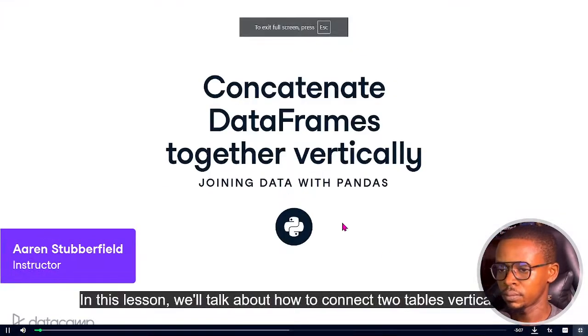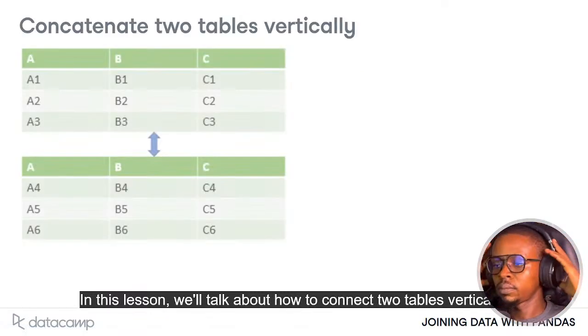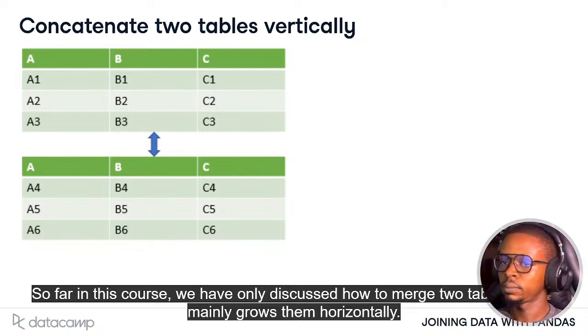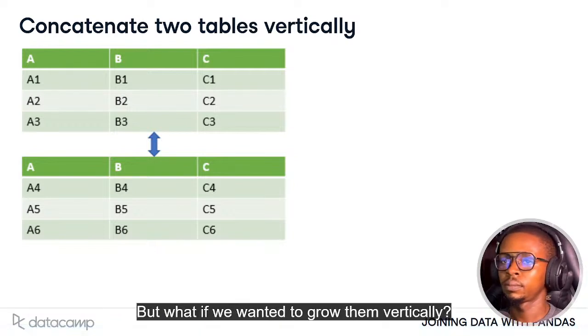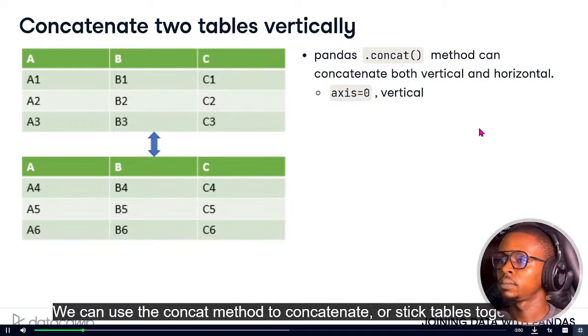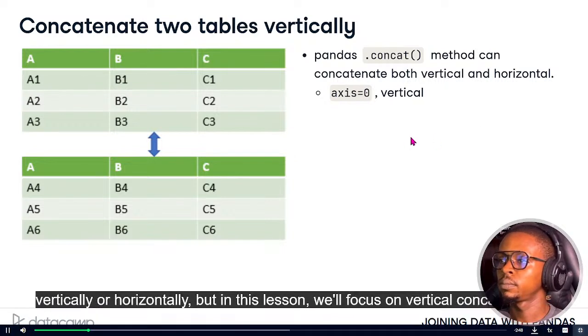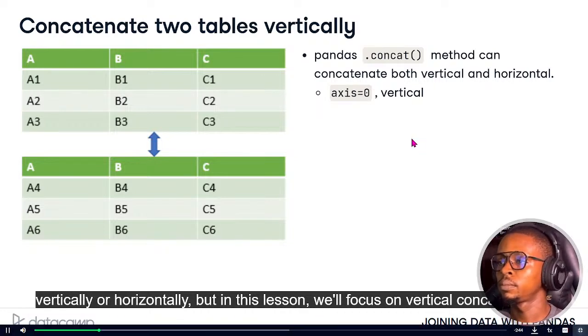Hello there. In this lesson, we'll talk about how to connect two tables vertically. So far in this course, we have only discussed how to merge two tables, which mainly grows them horizontally. But what if you want to grow them vertically? We can use the concat method to concatenate or stick tables together, vertically or horizontally. But in this lesson, we'll focus on vertical concatenation.